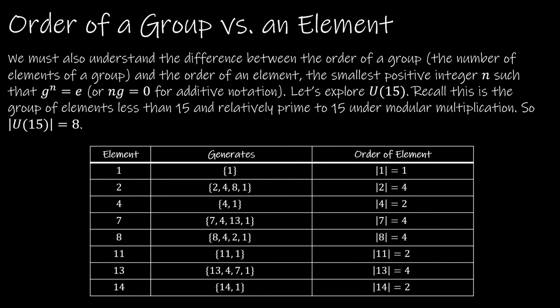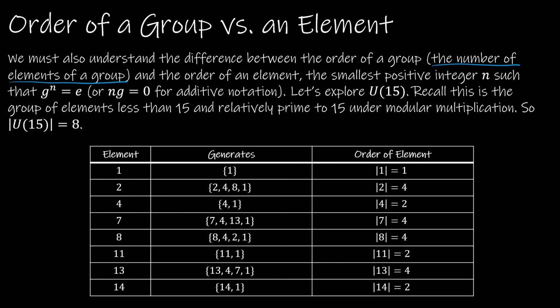Now let's look at the difference between the order of a group and the order of an element. So we just talked about the order of a group. The order of a group is the number of elements of a group. But the order of an element, and I'm going to give you the official definition in just a second, isn't the number of elements in a group, but the number of times that we have to perform our operation to get back to the identity. So that's the basic idea.